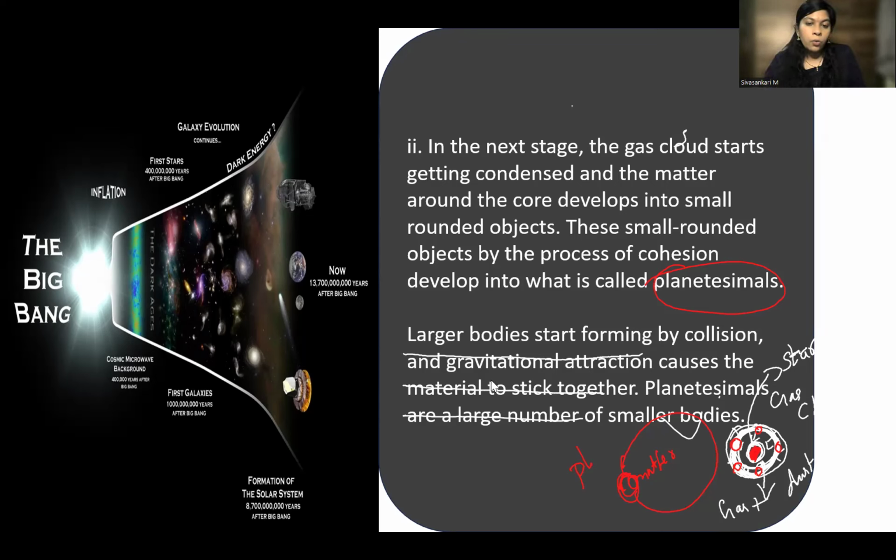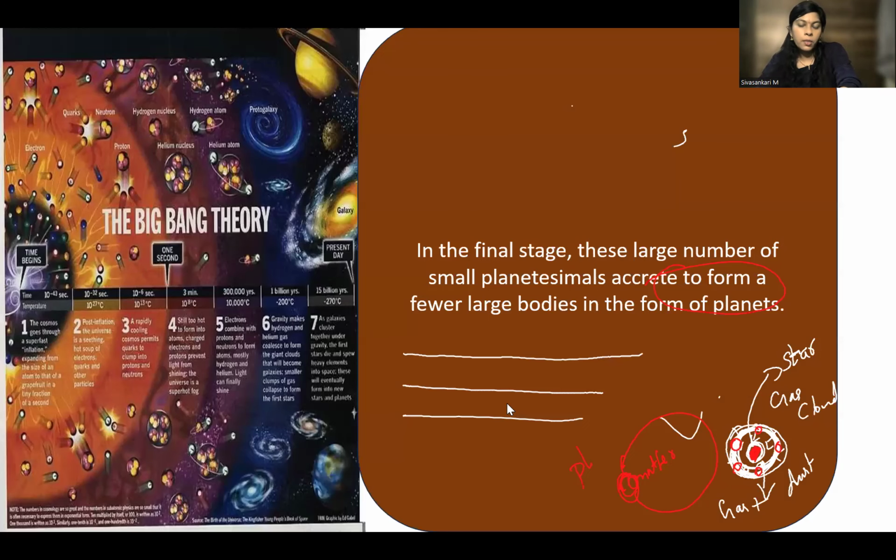Now, see that in the final stage, this larger number of smaller planetesimals accrete. That means they join to one another to form a few larger bodies in the form of planets. That is what I have just explained to you.